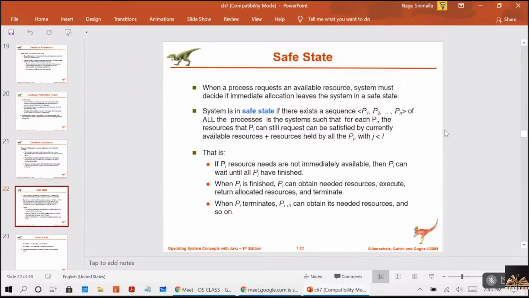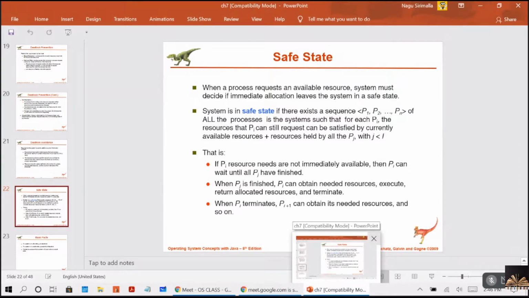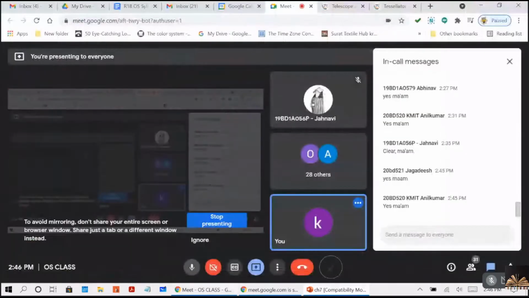That means you have to make sure that you execute the processes in a sequence. The sequence should be safe. When can I say it is safe? When it is satisfying all the conditions. Clear for you all? Yes?